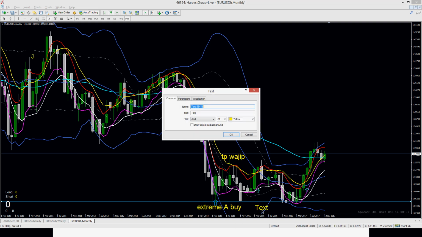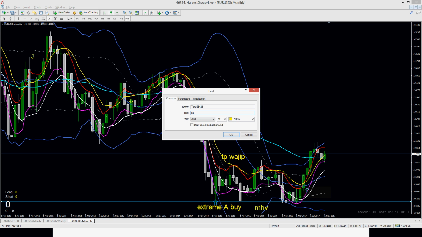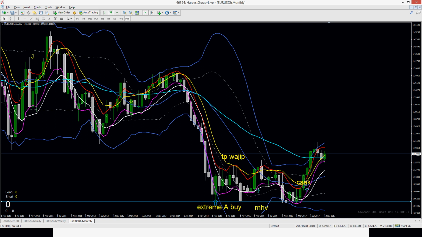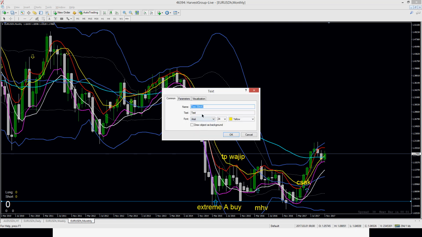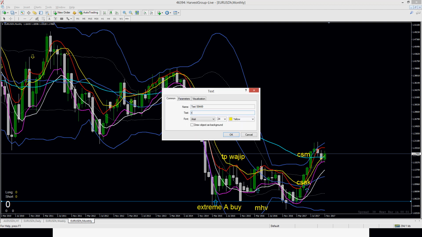Okay, so this is a potential MHB on the monthly time frame, and you have MHB, and you also have a candlestick Arakoko over here, a candle that break through Mahi 5, Mahi 10, and mid BB. Then at the top you have CSM. Okay, and over here you also have a setup.